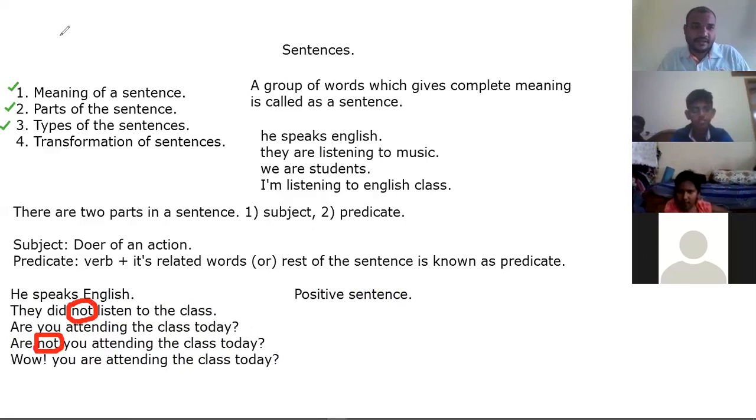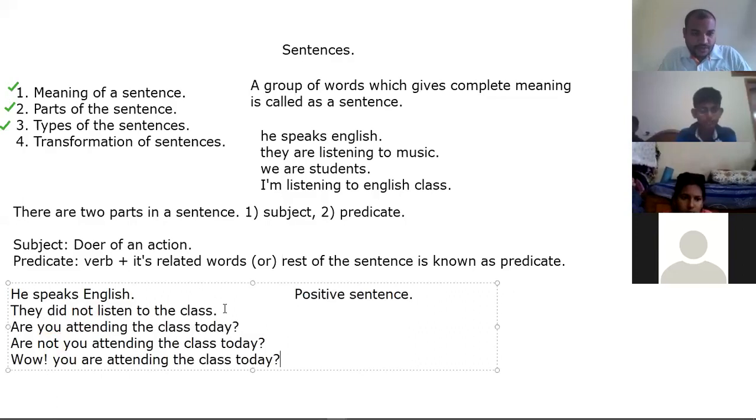Yes, sir. Right. So, now tell me, is there any negative word in the first sentence? No. Very good. In the second sentence? Yes, sir. Very good. In the third sentence? No, sir. Very good. In the fourth one? Yes, sir. Very good. In the fifth one? No, sir. Very good. So, there are only two sentences that have a negative word. Simply, we can say not. Right? So, in the second sentence and the fourth sentence, we can identify not. In all other conditions, there is no negative word. Is it clear? Yes, sir. Right, good.